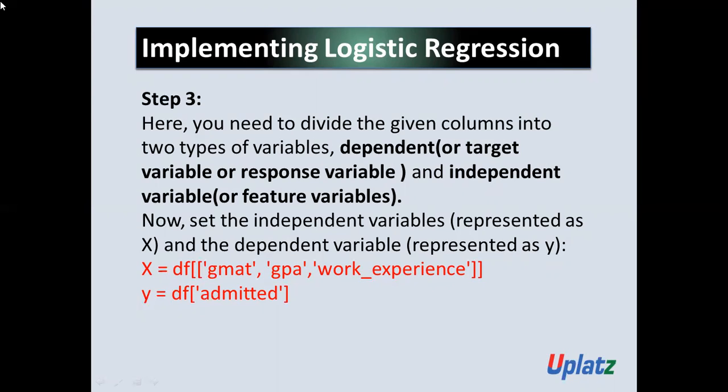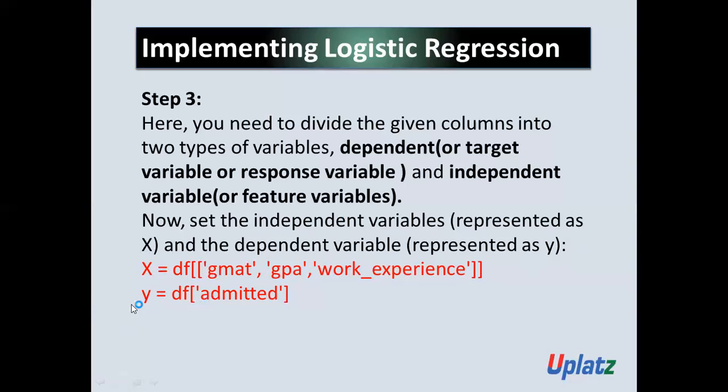So how can I access the records of GMAT, GPA, and work experience from my data frame? df of square brackets, inside a list you specify the names of the columns: GMAT, GPA, work experience. And these three you assign to X. Here the independent variables are represented as X and the dependent variable as Y. So X is going to hold all the records of GMAT score, GPA, and work experience.